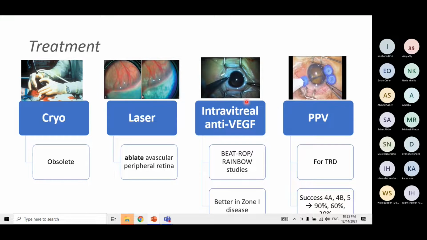Recently, we started to shift the treatment to intravitreal anti-VEGF, and we have 2 important studies. The BEAT-ROP study, which studied the efficacy of bevacizumab, the Avastin, and the RAINBOW study, which studied the efficacy and safety of ranibizumab, the Lucentis. This is what we use now, and it's better for zone 1 disease. Can anyone give an explanation why injections are better in zone 1 disease? What do you think? Why do you think the injections are better in zone 1 disease than the laser treatment?